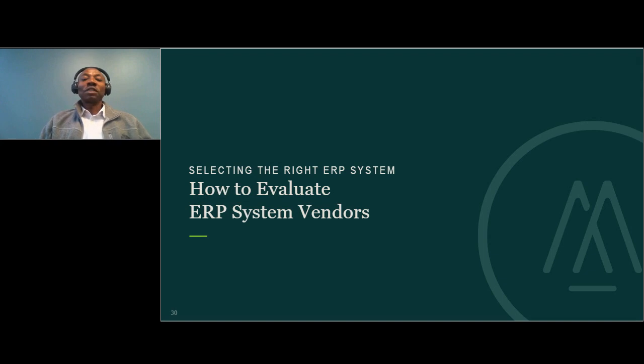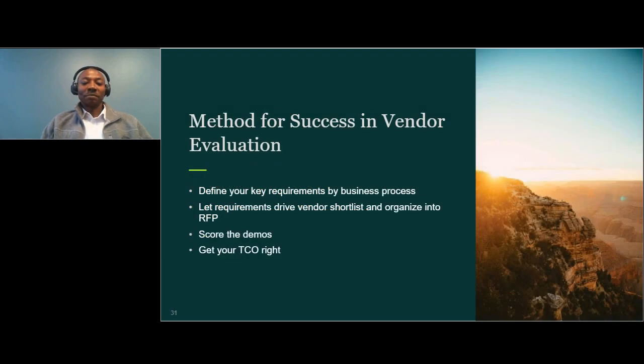So we've talked about some of the considerations when selecting an ERP system. The final consideration when selecting a system is to have a method for evaluating your ERP system vendors. This method for success starts with defining your key requirements by business process, letting your requirements drive your vendor shortlist and organizing them into an RFP, creating a demo script and scoring the demo when you are evaluating vendors, and making sure you get your total cost of ownership right.